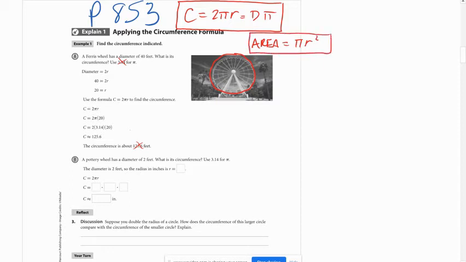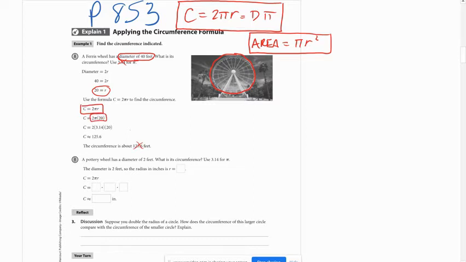In these first couple examples, we're going to find circumference. In example A, the diameter is given as 40 feet. Once you have the diameter, you can find that the radius is 20, although you don't have to do that. I'll show you two different ways you could do this. Now that we know the radius is 20, we could use this formula. Circumference is 2 times pi times radius, so 2 times pi times 20.